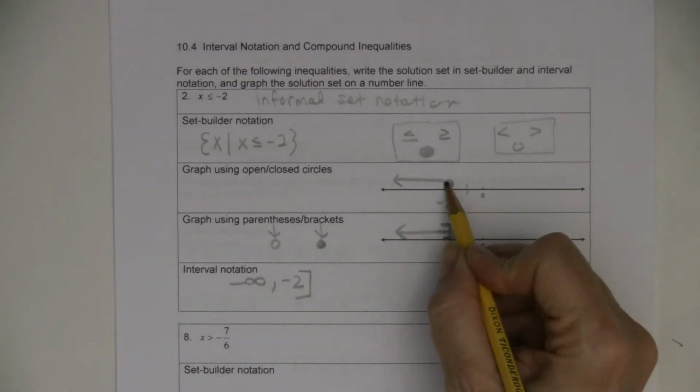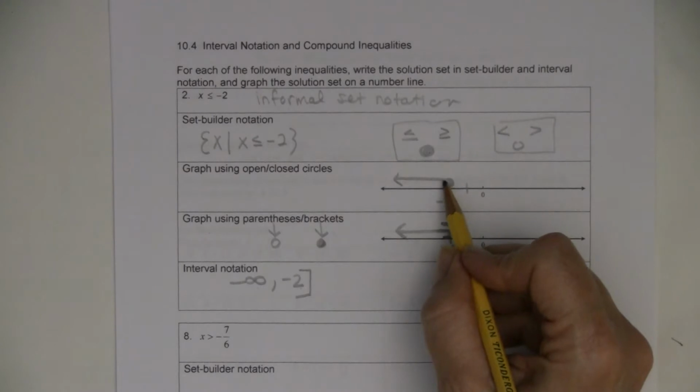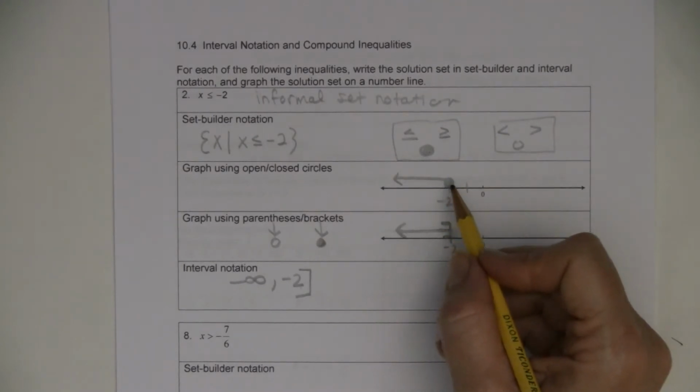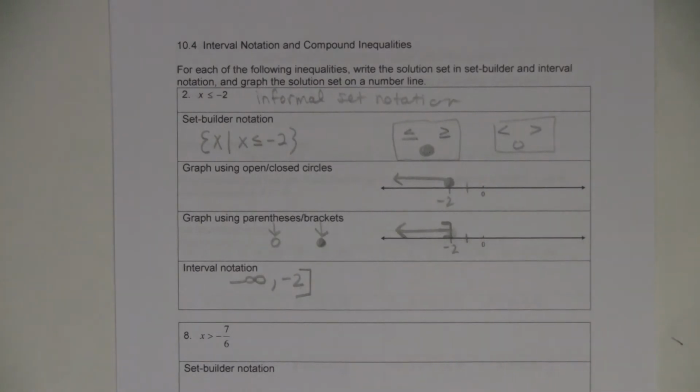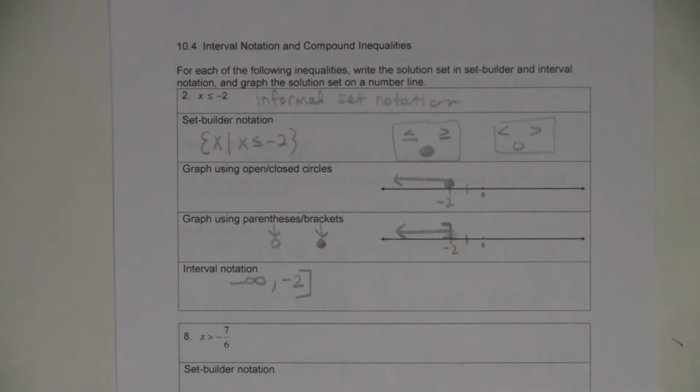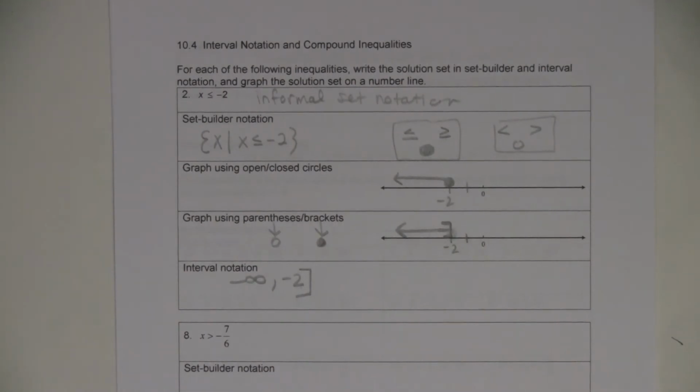So that's what that closed circle says: if I was going to tell you what the solutions were, -2 would be included in my list of solutions. There would be as many things as I could name in the list, but -2 would be in the list. Whereas if this was an open circle, there would still be as many things as I can name in the list, but -2 would not be in that list.